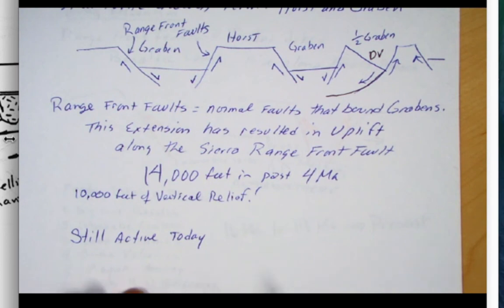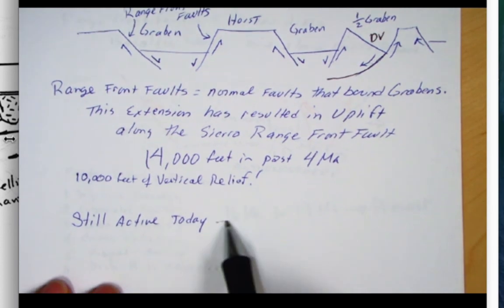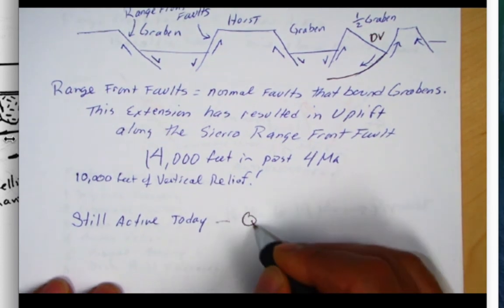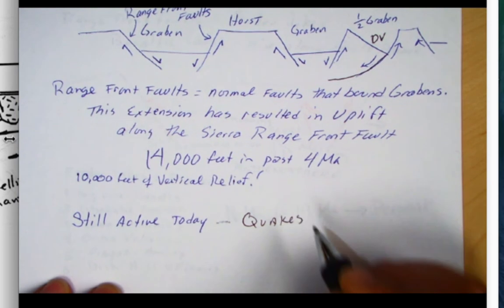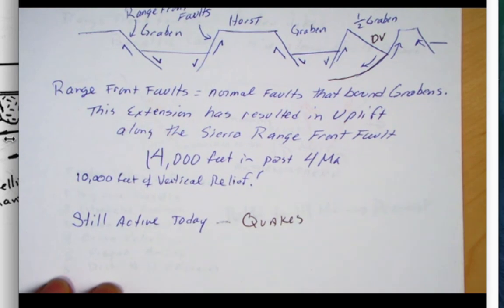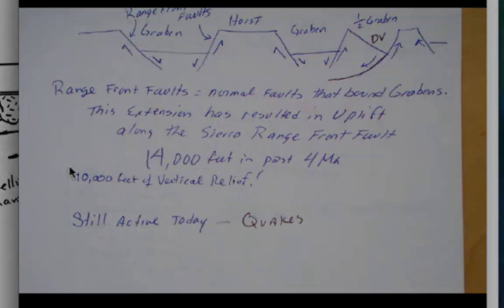It's a testament to how much these mountains have been uplifting. And the way we know they're still active today is because we're going to have earthquakes. And earthquakes are going to cause some uplift. So in the next talk, I'll talk about the great earthquake of Owens Valley, 1872.